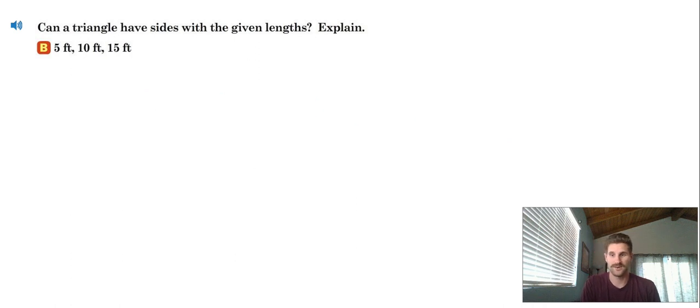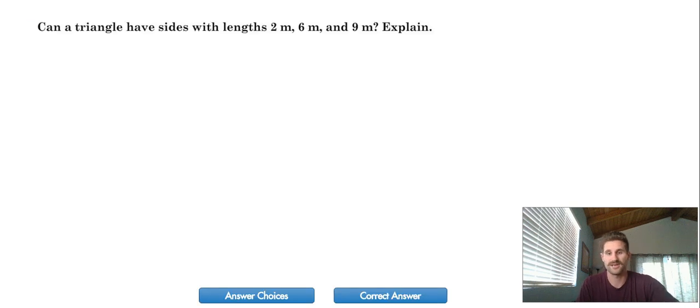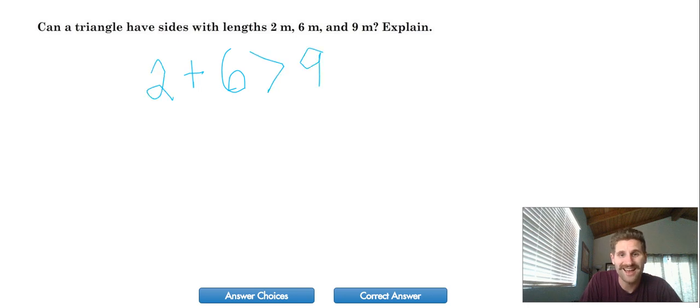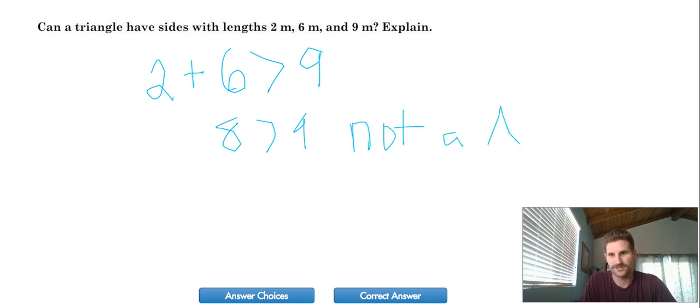Alright, and last one, just for funsies, you don't even have to do this one anymore. Now we're just having fun. Can a triangle have sides 2, 6, and 9? Well, take the 2 shorter. Is it bigger than 9? 2 plus 6 is 8. Is 8 bigger than 9? Not a triangle. Joke's on you. Does not work.